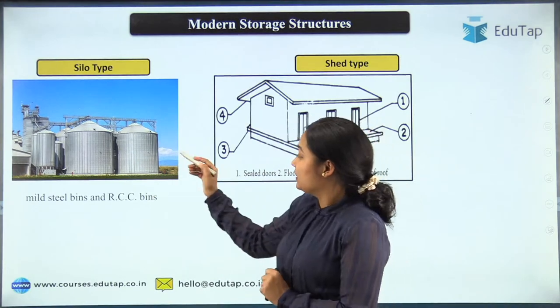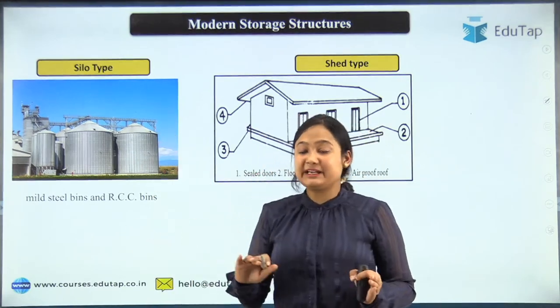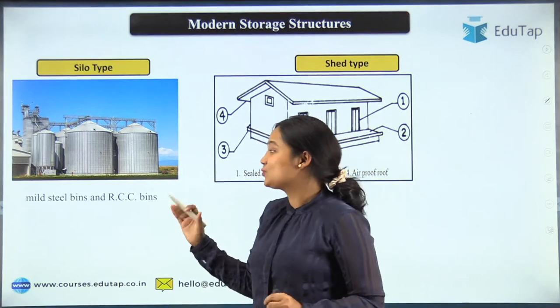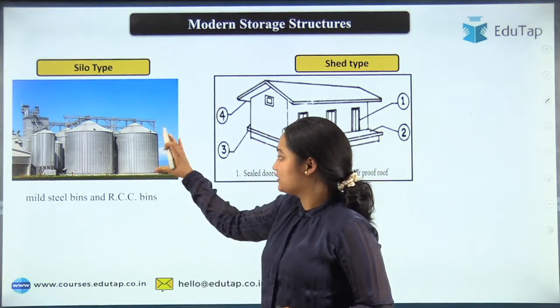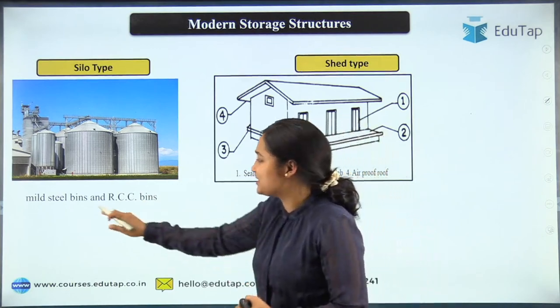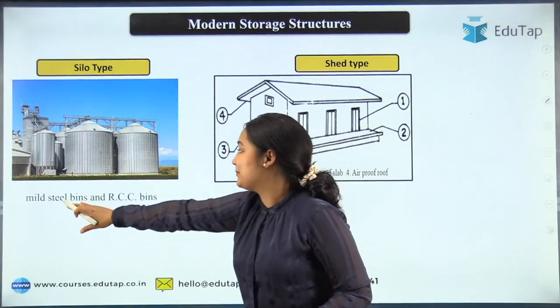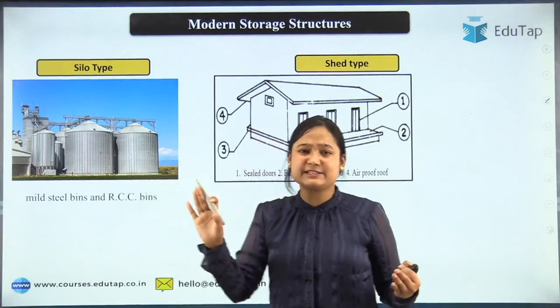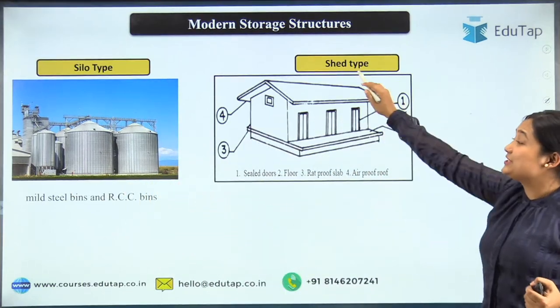Okay, now these silo types can be of two types, that is your deep silo type or the square silo type. Square silo type is a little small and the deep silo types are with a lot of height. That is not important for your exam. Just remember that the modern storage type is the silo type. That is enough for your examination. Okay. Now moving to the shed type.